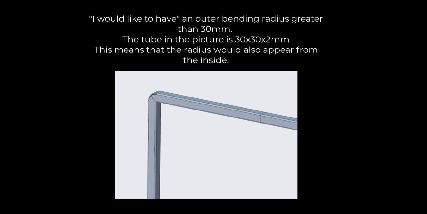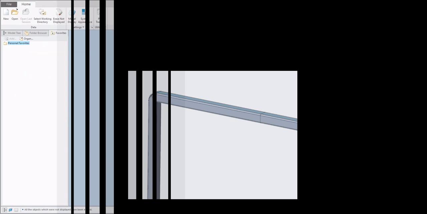The question is that I would like to have an outer bending radius greater than 30 millimeters, and the tube in the picture is 30 by 30 with 2 millimeter sheet metal thickness. This means that the radius will also appear on the inside. Let's have a look and see if it is possible to create.